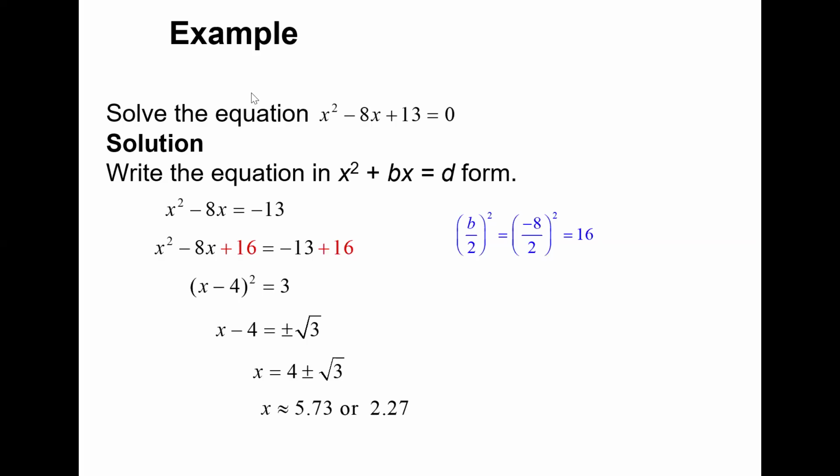And if they want the actual value, in this case they want it to the hundredth, 5.73 or 2.27. And again, it doesn't say to get it to this one, so if you have the exact value, that would be that. If they say round it to the hundredth, we have those values.